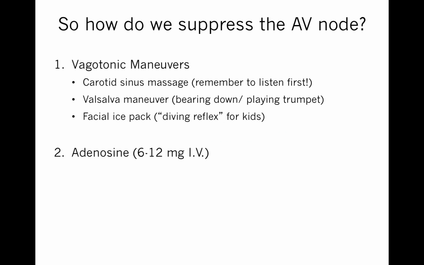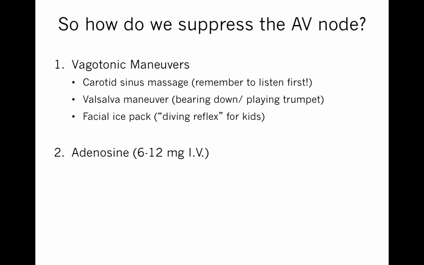So how do you suppress the AV node? So we discussed adenosine a few times. You could give adenosine to suppress the AV node. You would need to make sure that it's given quickly and flushed quickly through a larger IV and a more proximal IV to the heart, because if it's given too slowly, you may not see the effect of adenosine.